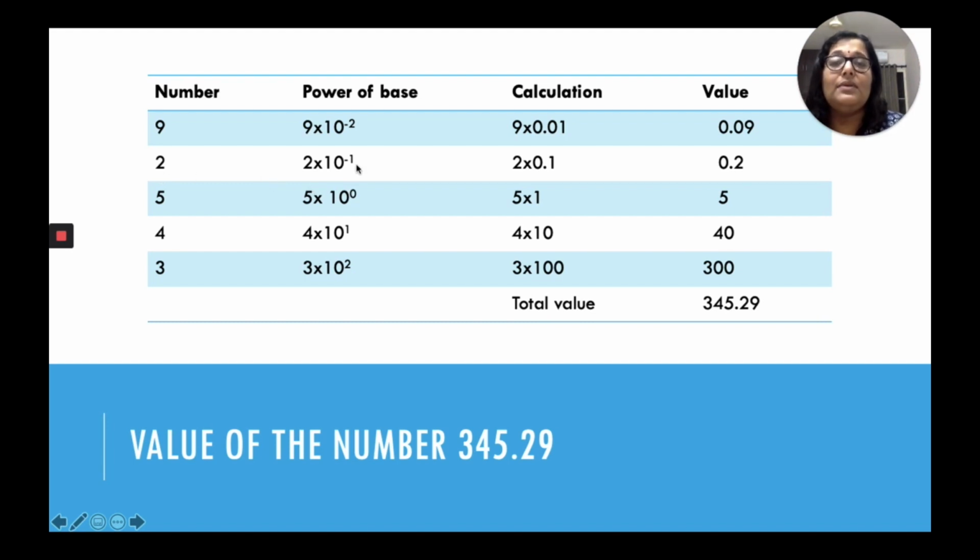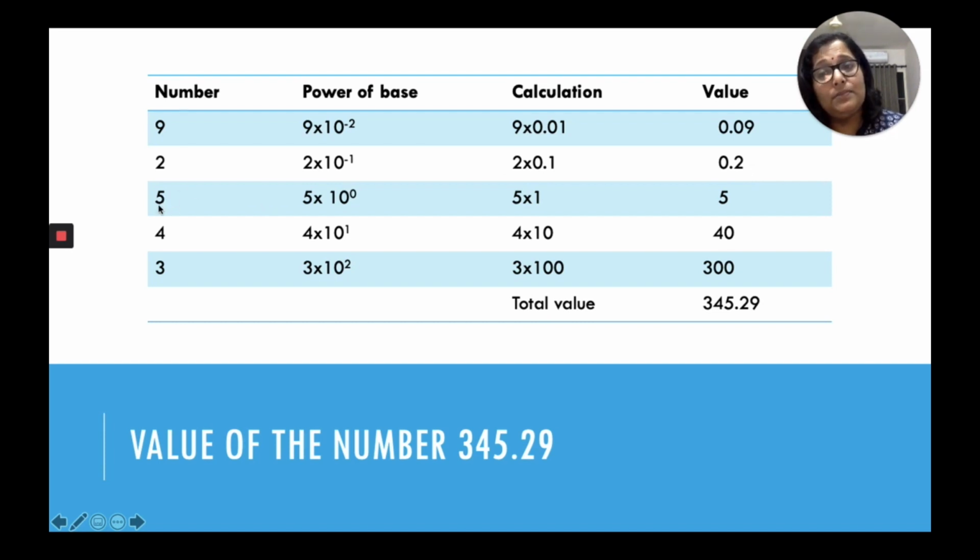The next is the tenth digit, not 10, tenth digit. 2 into 10 raised to minus 1 is equal to 2 into 0.1. How is it becoming 0.1? It is very easy. 10 raised to minus 1 is 1 by 10. So 2 into 0.1. 1 by 10 is 0.1. You will get 0.2.